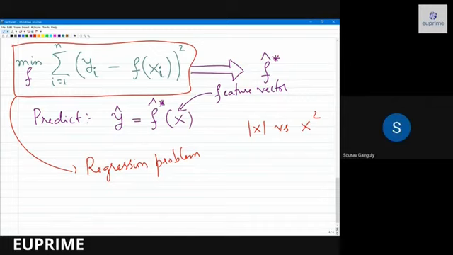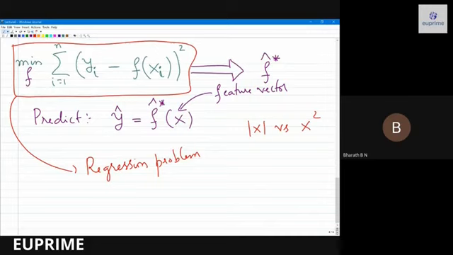Mod x will not be differentiable, but x squared is. Mod x is not differentiable at 0, whereas x squared is differentiable everywhere. So that is one reason. x squared is well behaved. And what is the other thing?